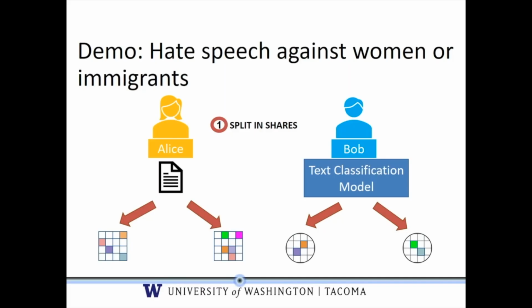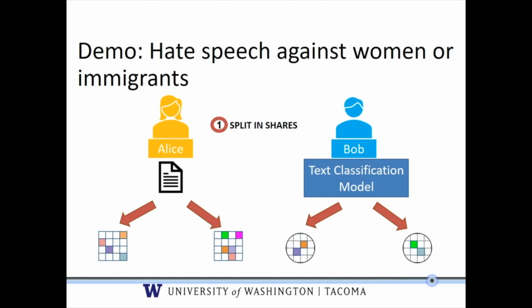So the first step is to break down all of our data into shares so we can use these functions. We used the SemEval 2018 hate speech data, which contained 10,000 tweets. It was a binary classification: either yes or no, this tweet had hate speech against women or immigrants in it.